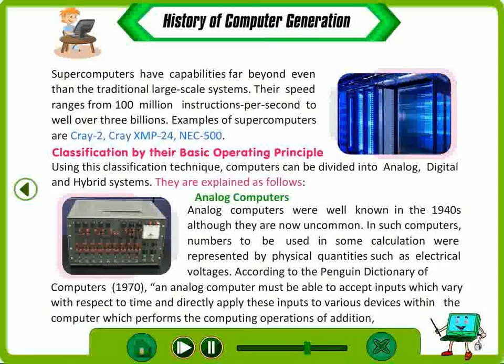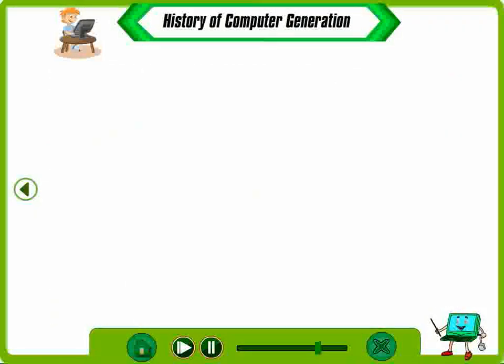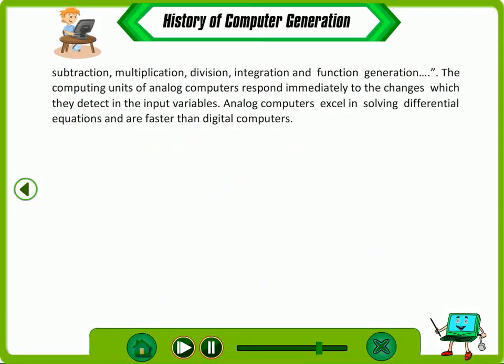Analog computers. Analog computers were well known in the 1940s, though they are now uncommon. In such computers, numbers to be used in some calculation were represented by physical quantities such as electrical voltages. According to the Penguin Dictionary of Computers, 1970, an analog computer must be able to accept inputs which vary with respect to time and directly apply these inputs to various devices within the computer, which performs the computing operations of addition, subtraction, multiplication, division, integration, and function generation.